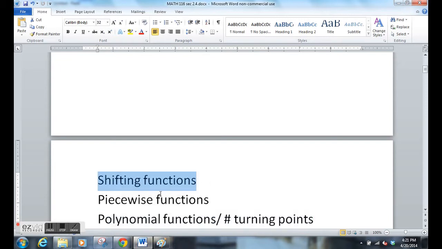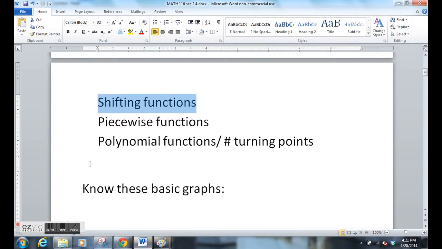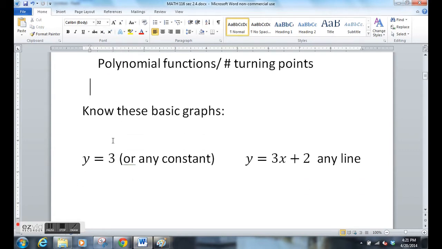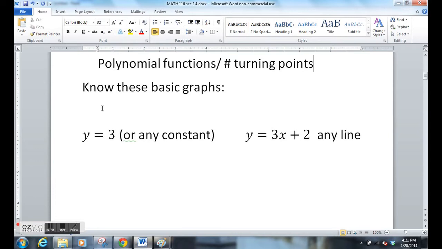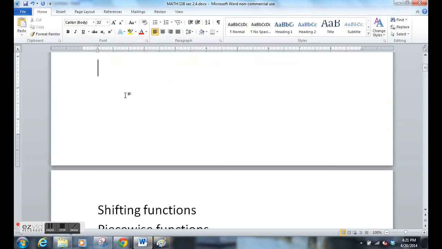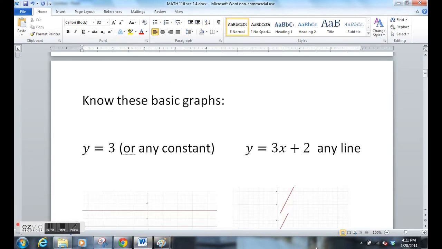The first one is shifting functions. But before we shift functions, there are some basic graphs that you're going to need to know in order to be able to shift them. Here, let me pull this up so that you can see my basic graphs.